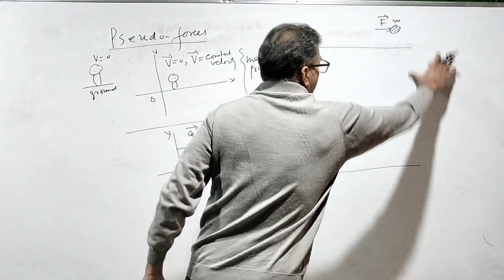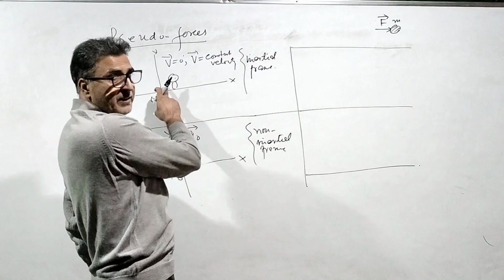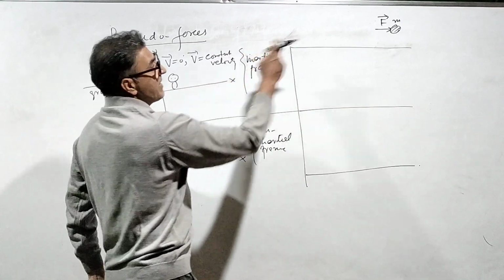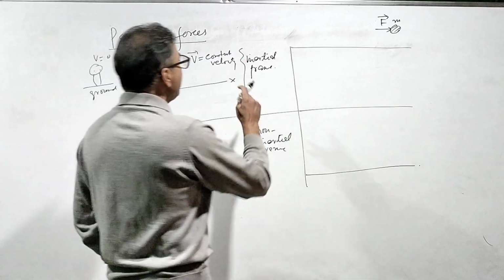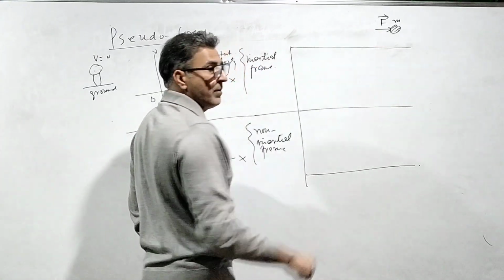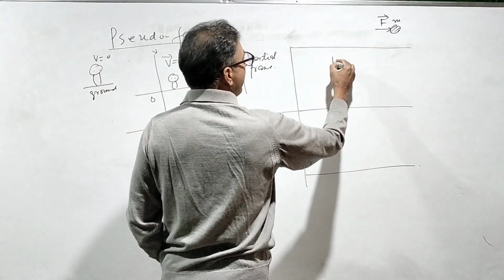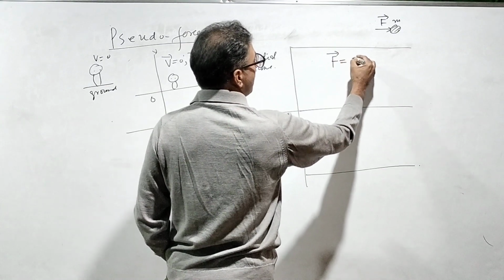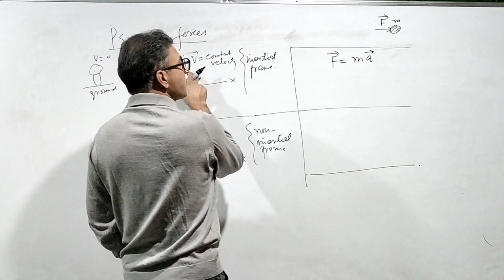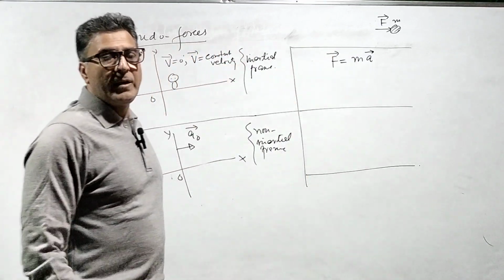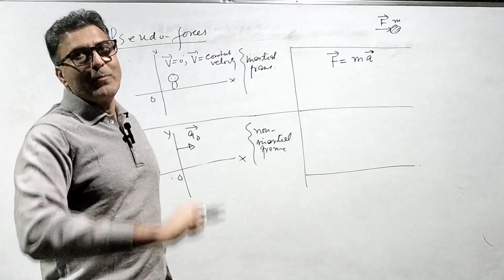Okay. Now let the person in this inertial frame of reference write the equation for this object. What will he write? He will say that there's a real force F. So he will write F, the real force, is equal to mass times acceleration of the object. F is equal to ma: the forces are equal to the mass of the object times the acceleration of the object.